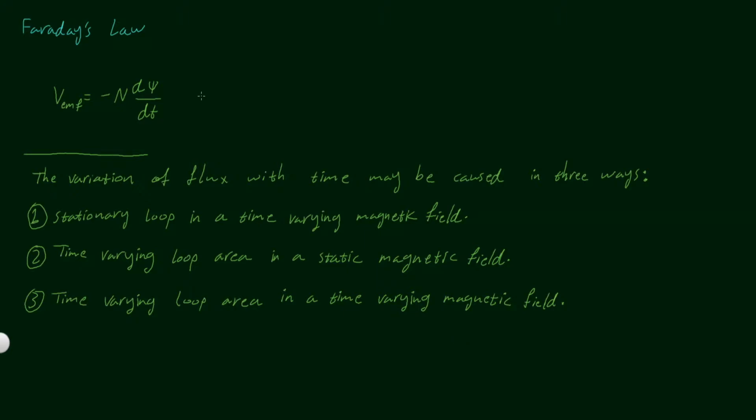The EMF voltage can also be written in terms of electric field and magnetic field. The voltage EMF is equal to the closed line integral of the electric field, and it's also equal to the negative derivative of the surface integral of the magnetic field with respect to time.